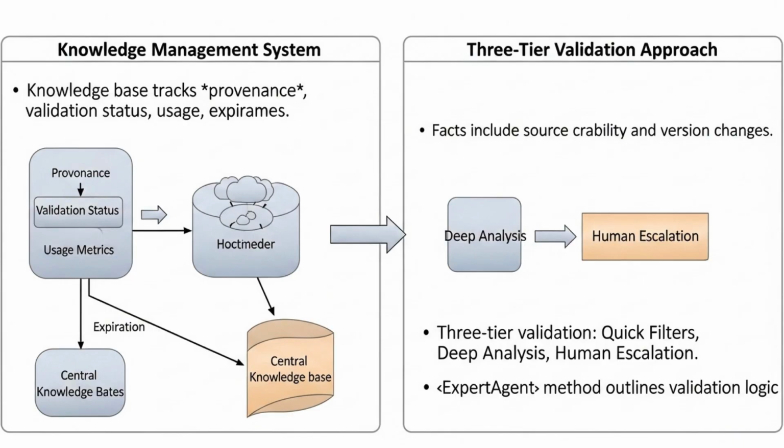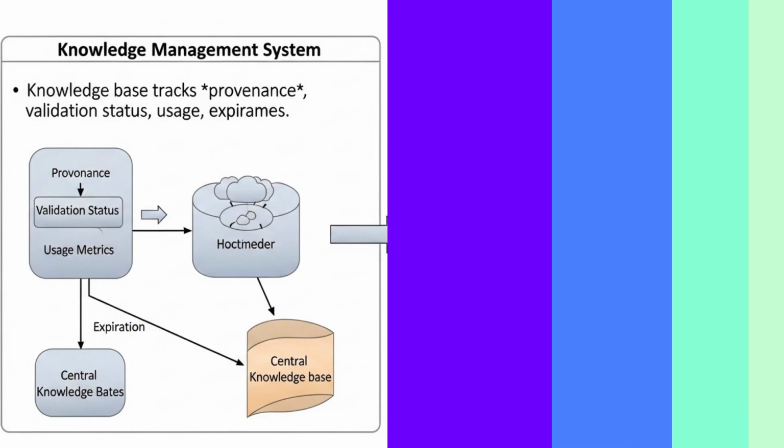This dynamic approach supports a robust expert system design pattern, which employs a 3-tier validation approach. First, quick filters immediately reject obvious mismatches, saving computational resources. Second, deep analysis performs detailed validation for complex queries, engaging with the dynamic knowledge base. Finally, human escalation flags uncertain cases for expert review, acknowledging the system's limits. This layered approach is often encapsulated in methods within an expert agent class, where logic like has domain knowledge, find supporting evidence, and calculate confidence work together to produce a reasoned expertise result.